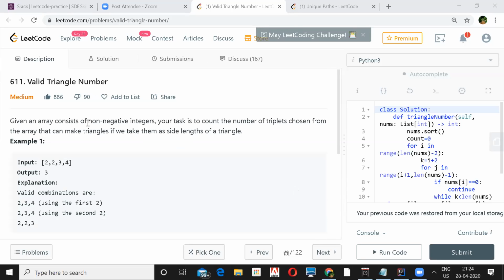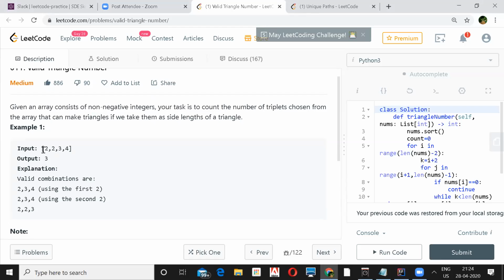Valid triangle number. What is this one? An array consists of non-negative integers. Our task is to count the number of triplets chosen from the array that can make triangles if we take them as side lengths. So this is the array given to us, and these are the possible sides, because if you see the property of a triangle, the sum of two sides is always greater than the third side, which is satisfied in all.